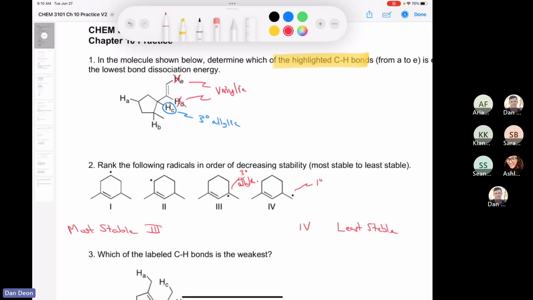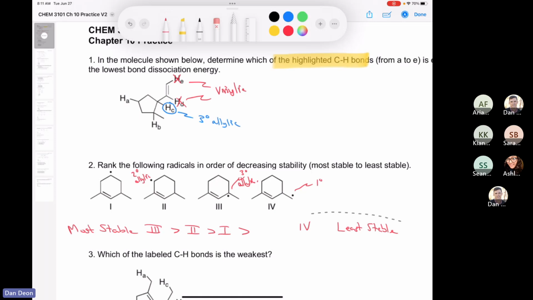Now, if you look at number 2, it is allylic, but it's only secondary allylic, so that's not as stable as tertiary. So this one is secondary allylic. So number 2 is going to be next. And then number 1 is secondary, but it's not resonance stabilized. So there you go. So we've ranked all of them.